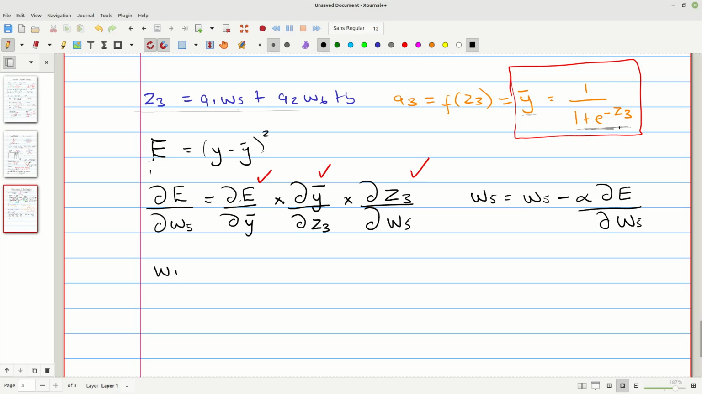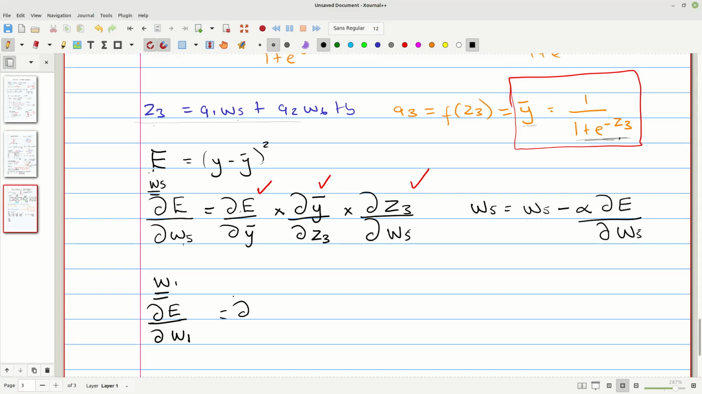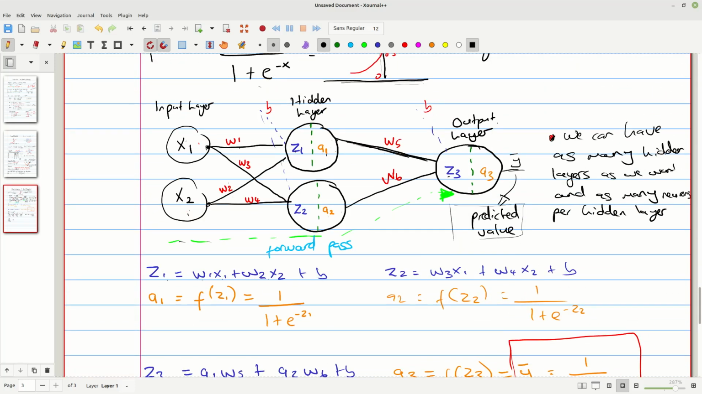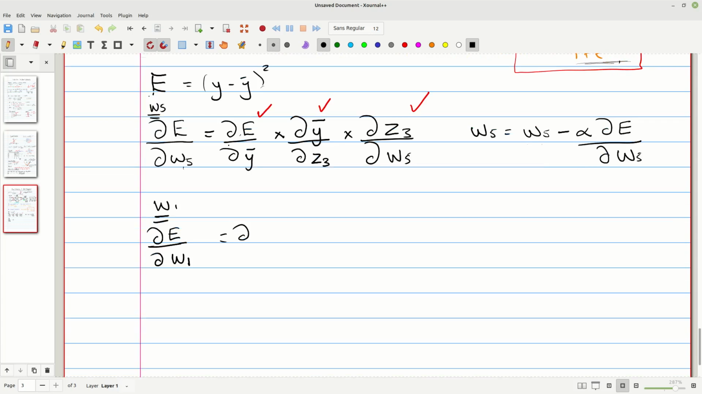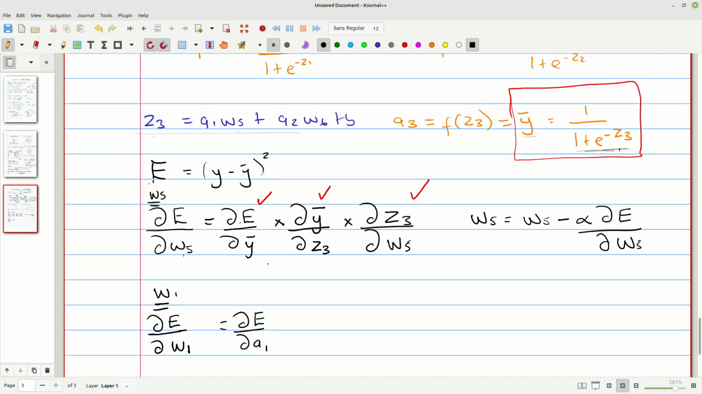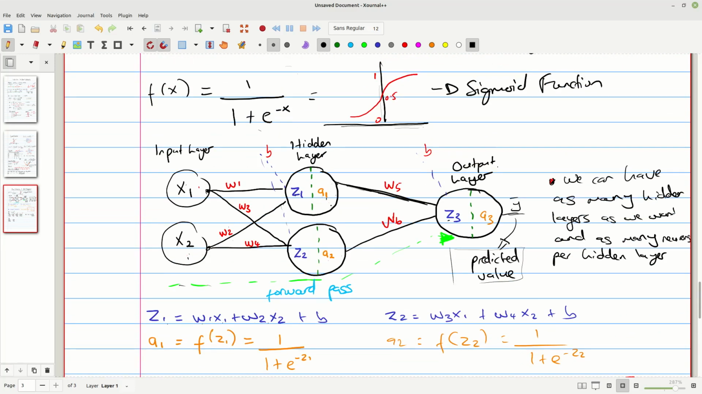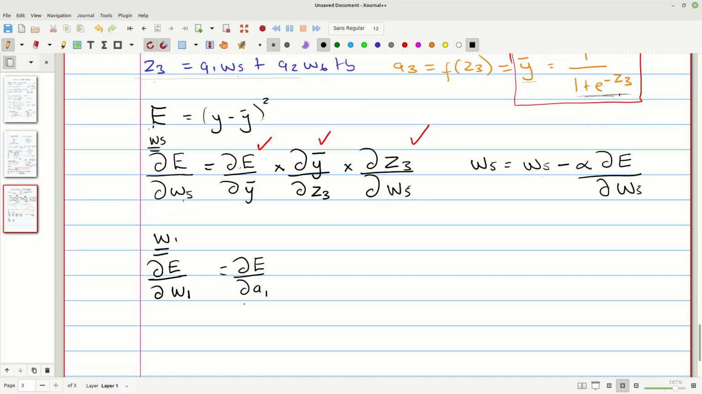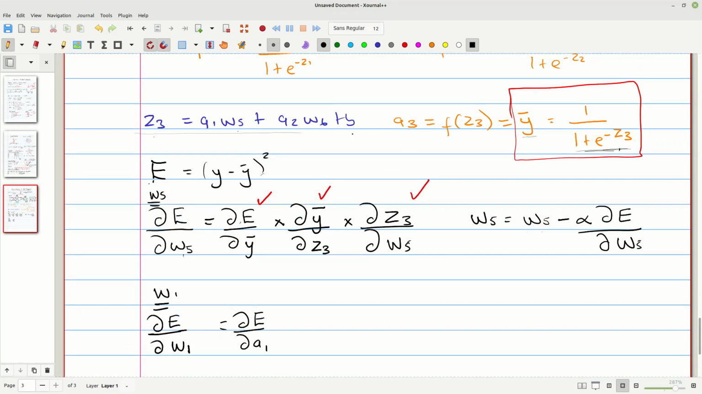So we started with how we update w5. Next we do w1. Essentially, we compute the partial derivative with respect to w1, the same thing we did for w5. This is equal to the derivative of the error with respect to a1, because w1 is here, so we can have the expression in a1. Even though we don't actually have a direct expression, we're going to infer it later on.